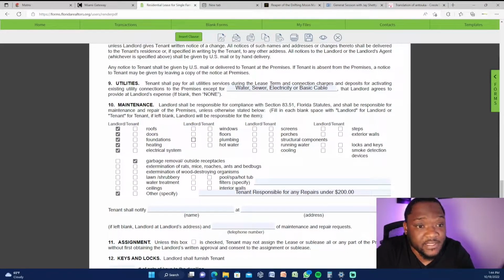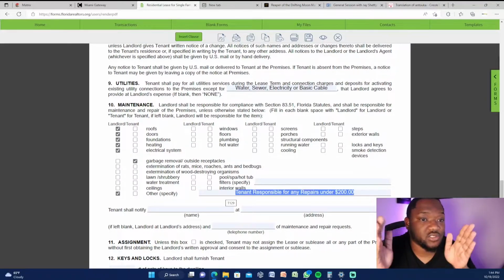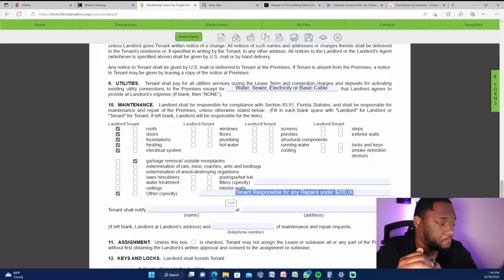If any repairs need to be made, I like to go further and add this section here, which is that the tenant is responsible for any repairs under $200. I mean that there is some responsibility on the tenant if something breaks and it costs less than $200. But for anything over $200, the tenant will pay the initial $200, and then the landlord will go ahead and subsidize the rest.